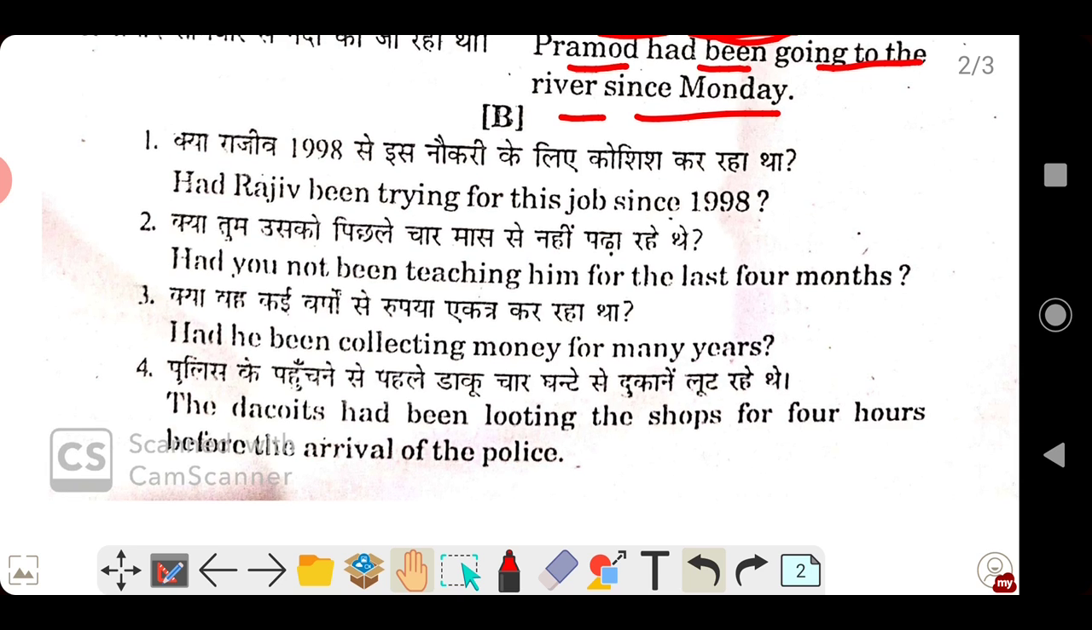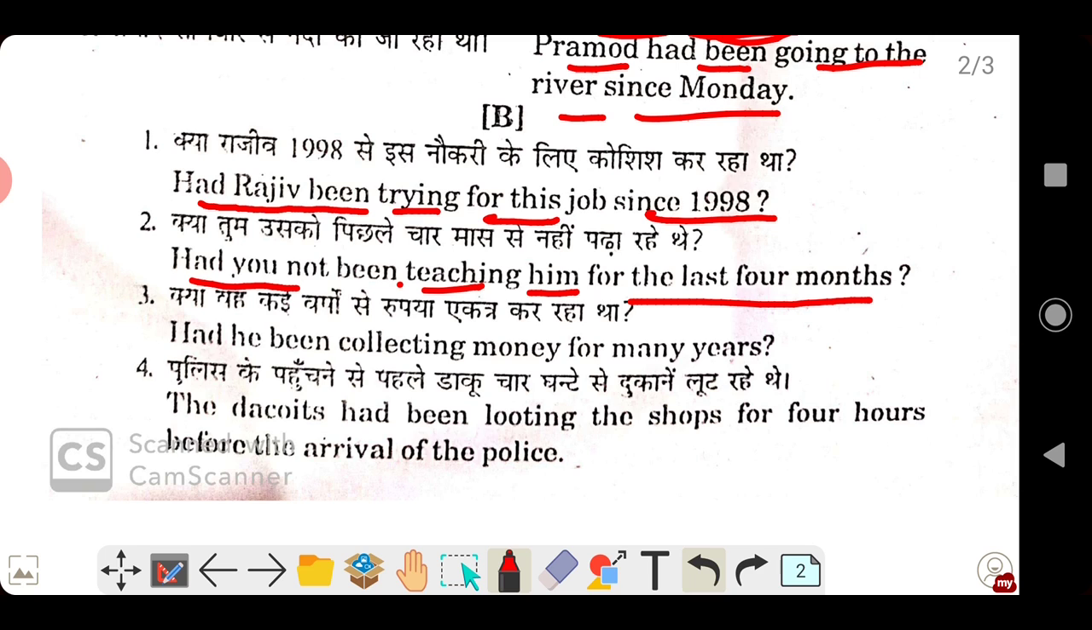So now let's start with interrogative sentences, like, had Rajiv been trying for this job since 1998? Had you not been teaching him for the last 4 months?